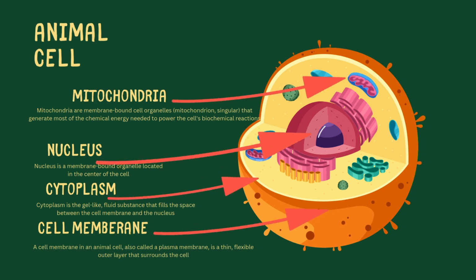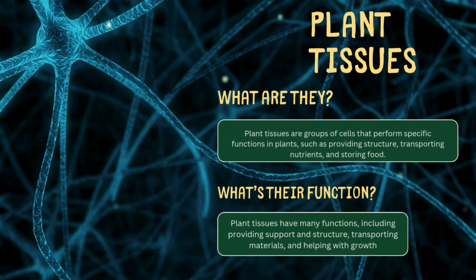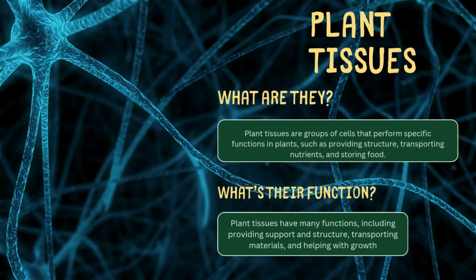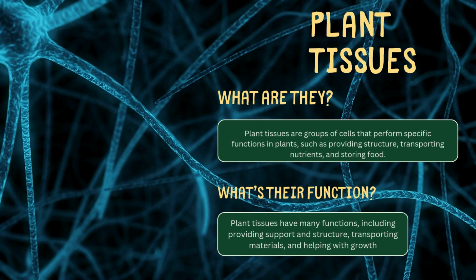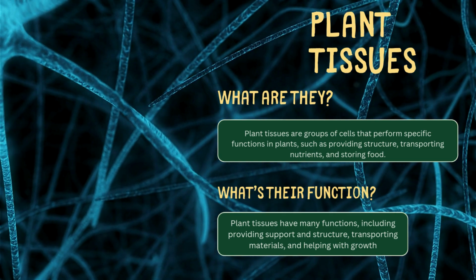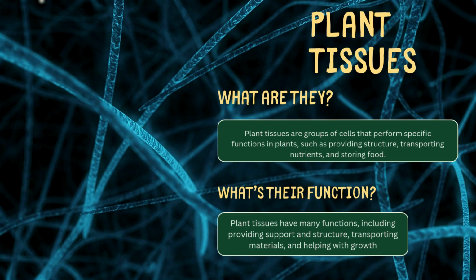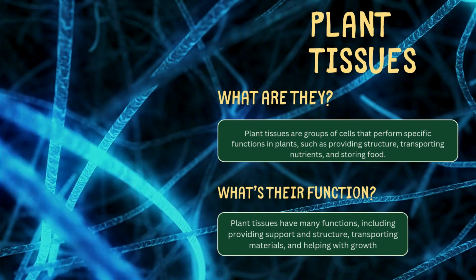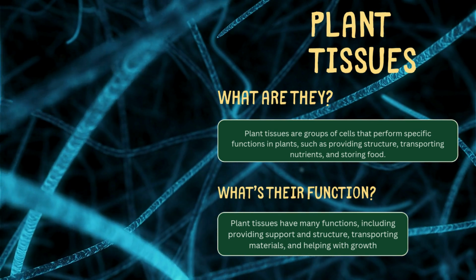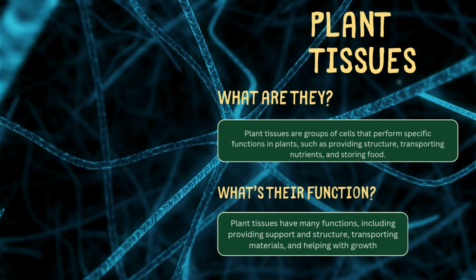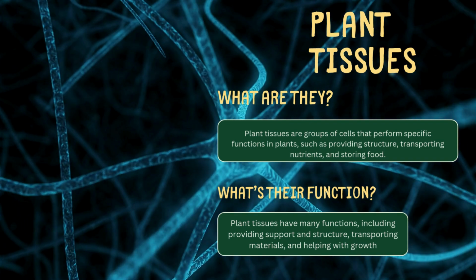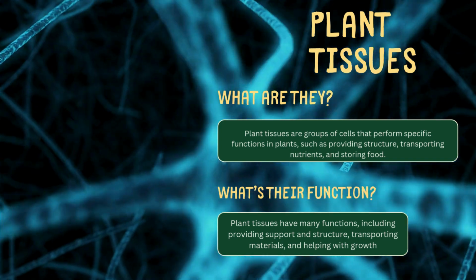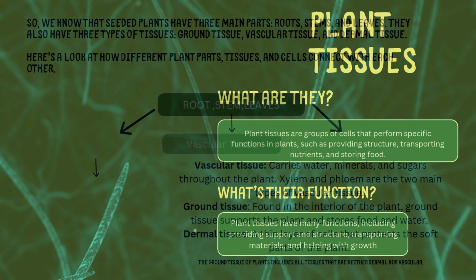Cells are organized into tissues, which are organized into organs, which are organized into organ systems. Let us study plant tissues and animal tissues. Plant tissues. Plant tissues are groups of cells that perform specific functions in plants, such as providing structure, transporting nutrients, and storing food. Plant tissues have many functions, including providing support and structure, transporting materials, and helping with growth.